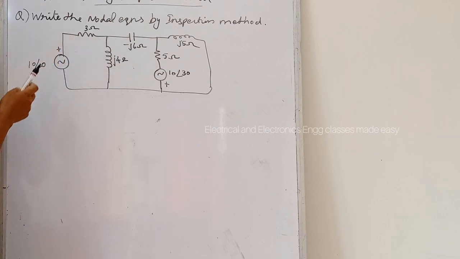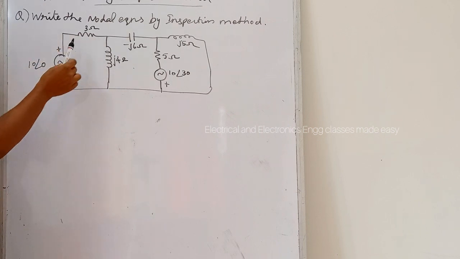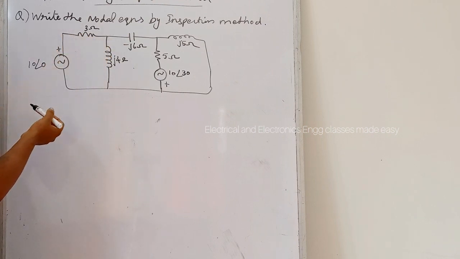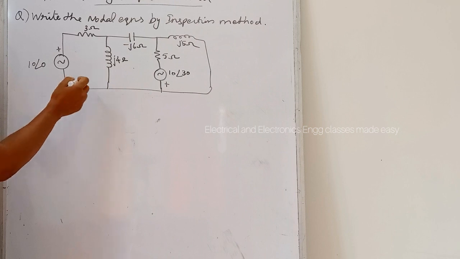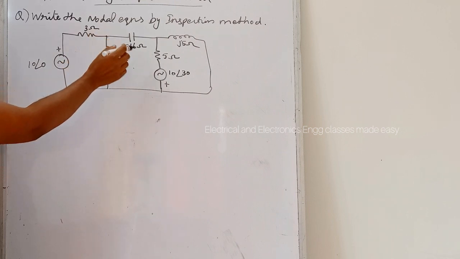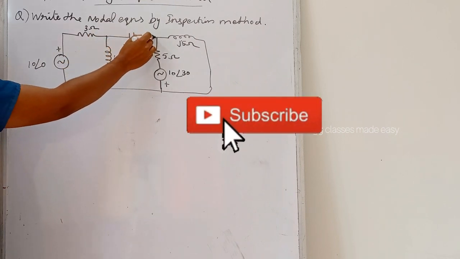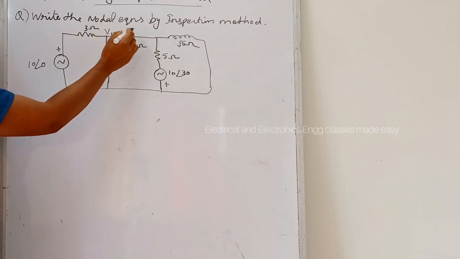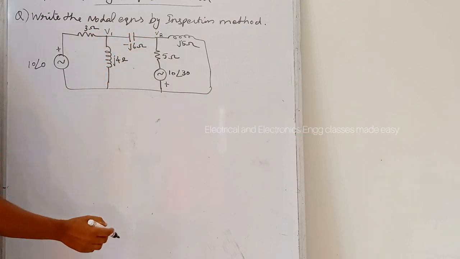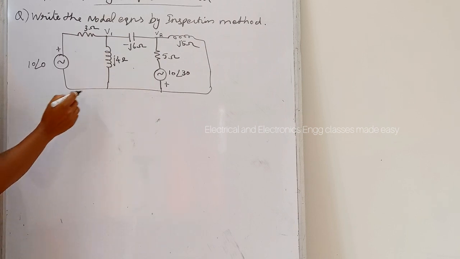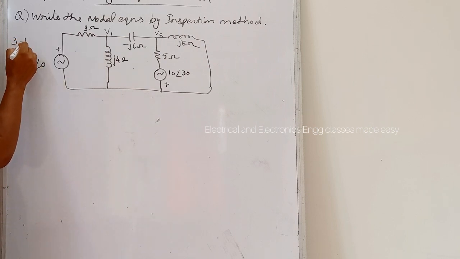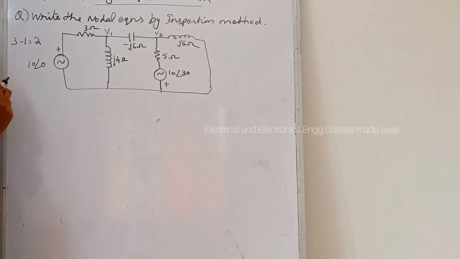Write the nodal equations by inspection method. So here the question is to write the nodal equations, and this is an AC circuit. So our first step is to find the nodes and write the voltages. So these two are the nodes. Let V1 and V2 be the two voltages, and this is the reference node. So there are 3 nodes, so 3 minus 1 equal to 2 nodal equations will be there.